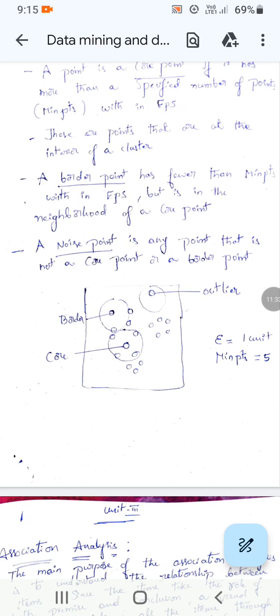Okay, and there is another diagram, explained briefly. The core point is the midpoint, and the outlier is the outer point. Epsilon, minimum points is 5, because those are near to the radius.